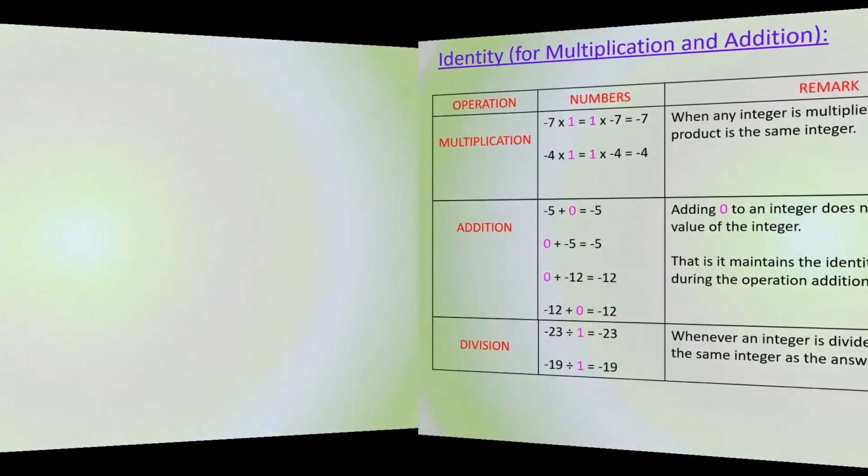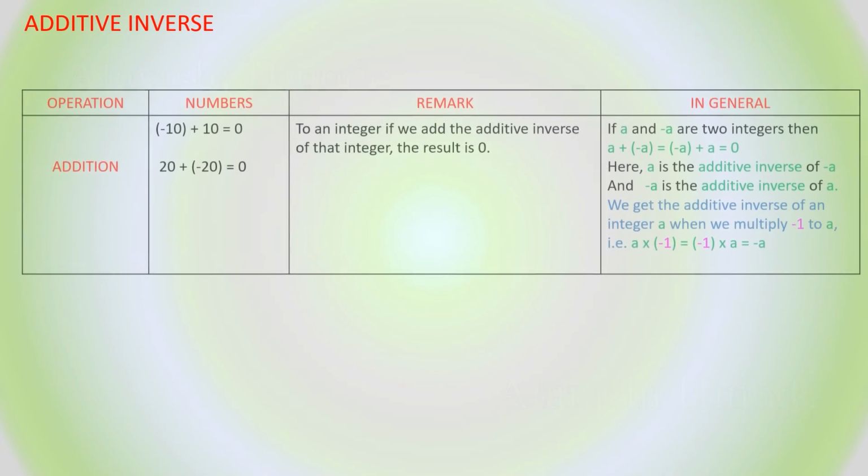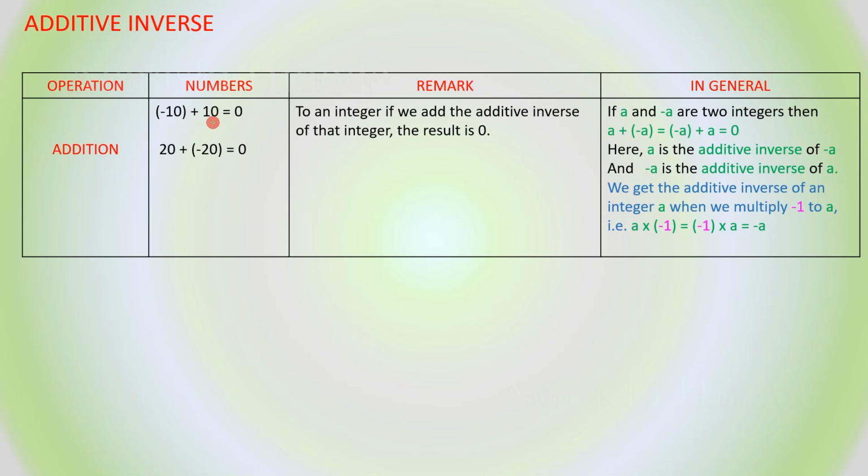Now, what is an additive inverse? Here 10 is added to minus 10 and the sum is 0. When we add minus 20 to 20, here also we get the sum as 0. That is, when we add two integers and if the sum we get is 0, then we can say one integer is the additive inverse of the other integer. That is, minus 20 is the additive inverse of 20 and vice versa.